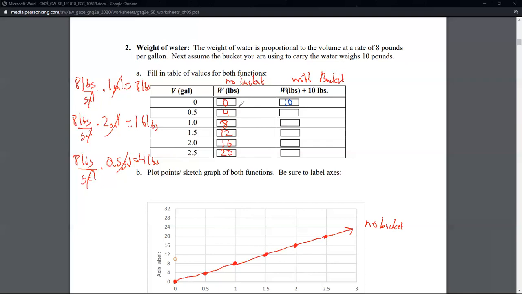When we had 4 pounds of water, add 10 for the bucket, you get 14. When you have 8 pounds of water, add 10 for the bucket, and you get 18. This is extremely simple. When you had 12 pounds of water, add 10 to get 22. When you had 16 pounds of water, add 10 to get 26. When you had 20 pounds of water, add 10 to get 30.